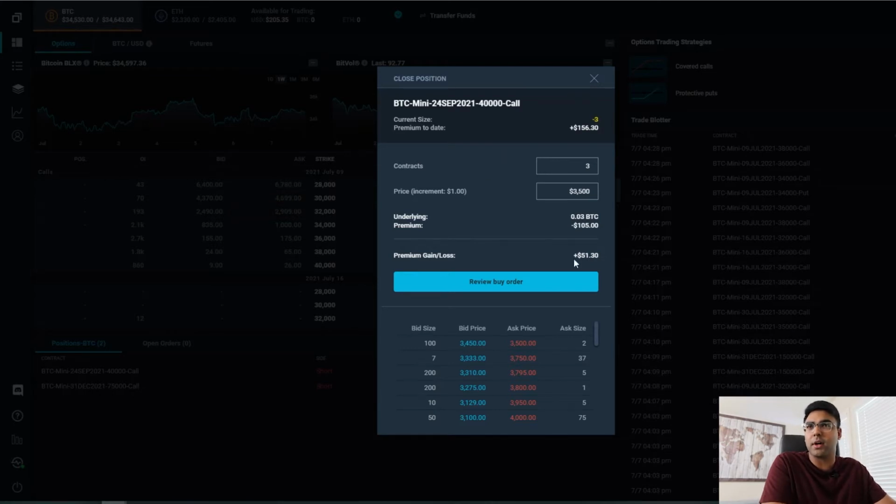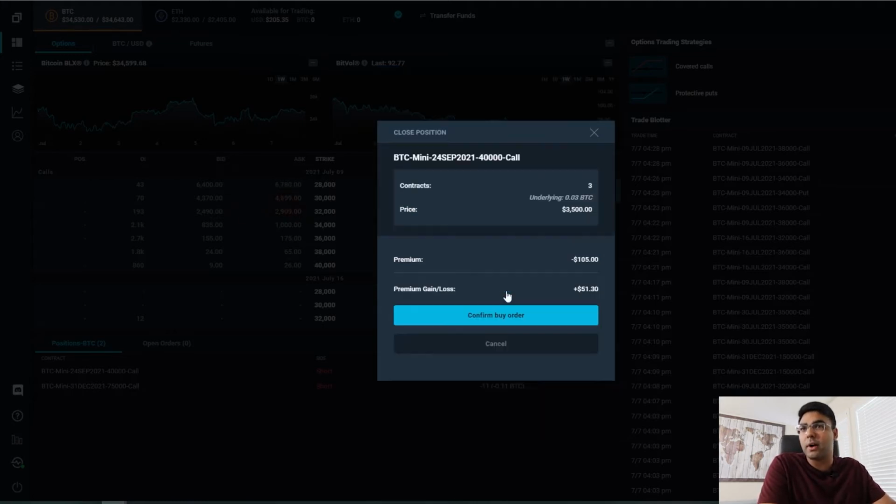And so if you think about it, $50 divided by premium to date of 156 is roughly 30%, so about one percent a day. Again, the amounts we're talking about are not much, but the concept I want to show also is that if we're talking about thousands or hundreds of thousands or X amount of money, then basically you can see how the percent and the absolute value of the dollar could be very beneficial and profitable as well. So review the buy order.